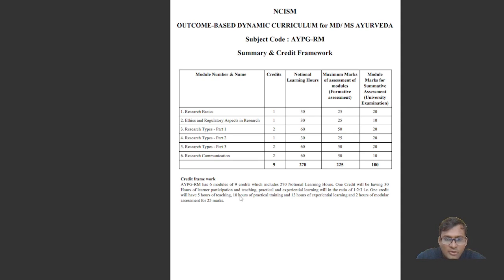So here the most importance is given to the practical training and the 13 hours of experiential learning. So 23 hours is given for the practical application of each module. The theoretical aspect we have only 5 hours. For example, the research basics should be taught in those 5 hours. Theoretical things should be taught in 5 hours, then the rest of the hours, that is 23 hours, should be given for practical training and experiential learning.